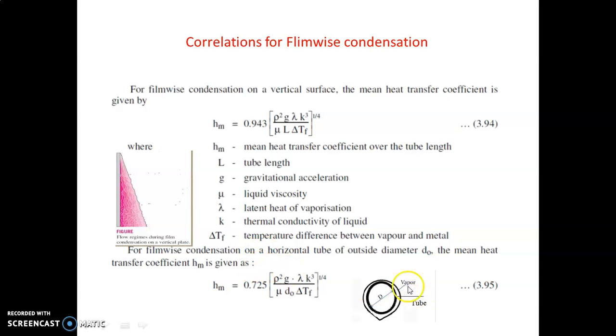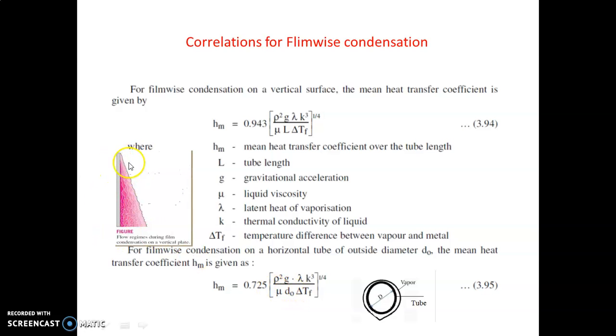Okay, so if we look at this figure, this is the horizontal tube, and these are the vapors condensing, and the black portion shows the tube. So you have to take the outside diameter d0 here, and these are the vapors. So vapors are condensed outside of that tube. Here we just have to change the formula by using the constant 0.725, and again you have to replace that L with d0.